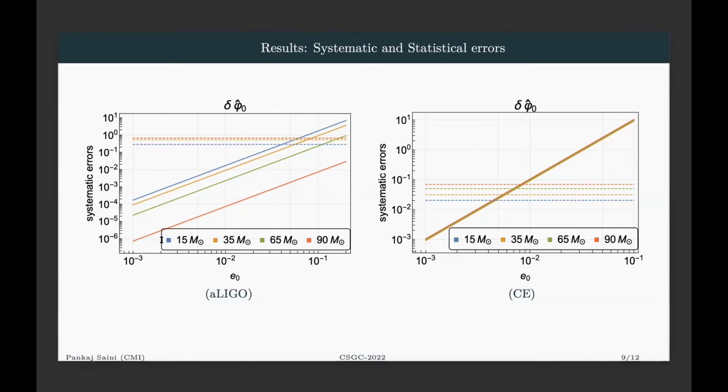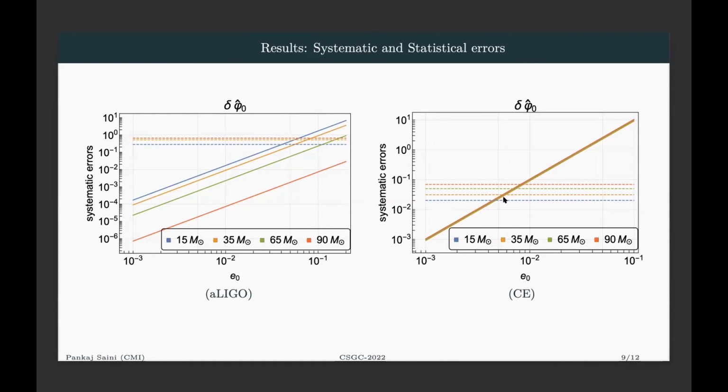So if you see that as the eccentricity increases, the systematic errors also increase and become comparable to the statistical errors, with the intersection point depending on the mass of the system, with the lower mass systems crossing the statistical errors first. That's because the lower mass systems have a longer inspiral in the band, so they have a large number of gravitational wave cycles in the band, and systematic error is a cumulative effect which accumulates over many gravitational wave cycles. So that's why the lower mass systems cross the statistical errors first.